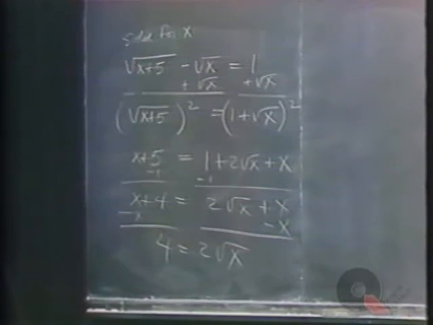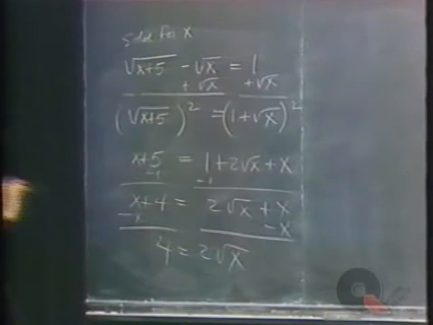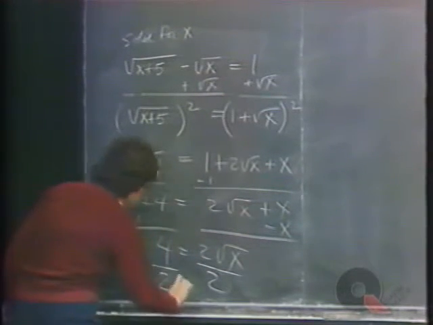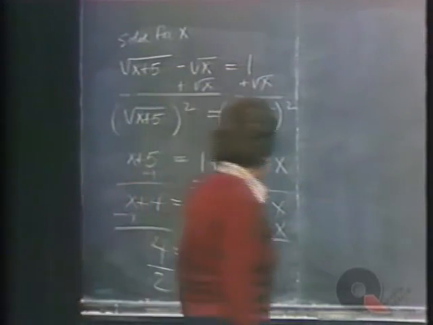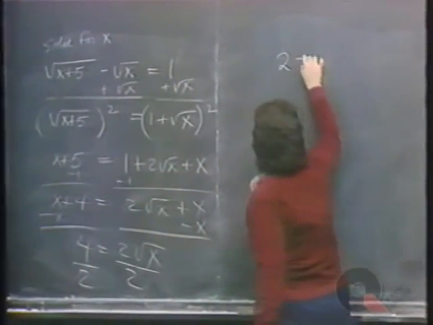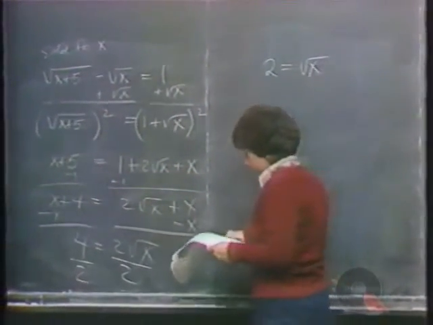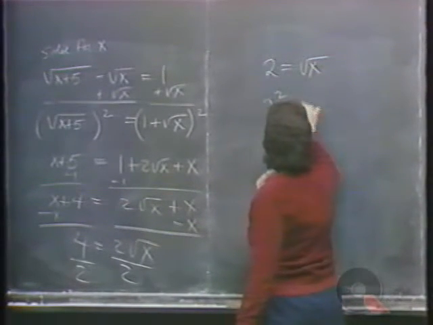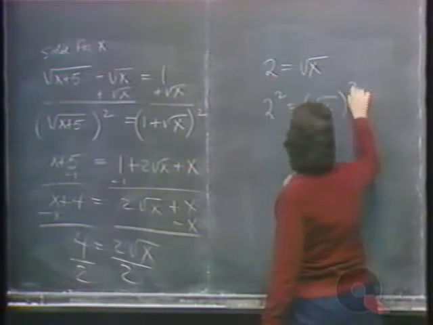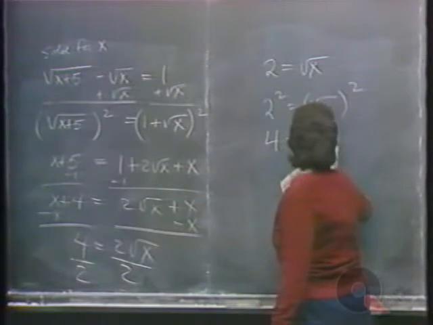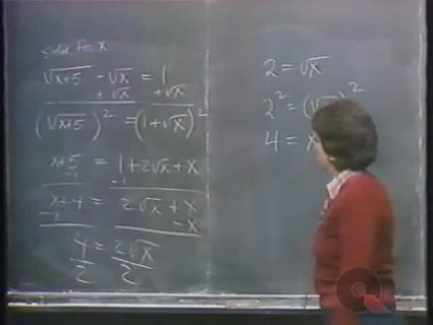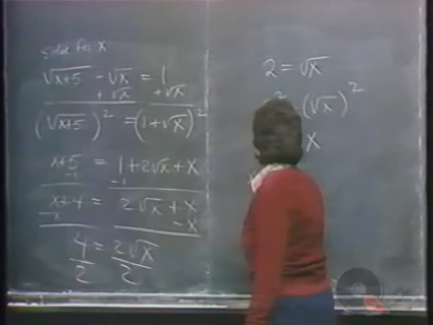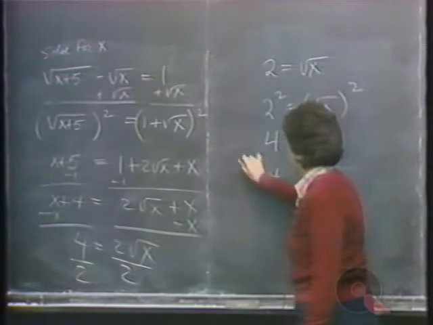You could square both sides in this form, but if you want to completely isolate the radical, we would then divide both sides by 2 to get 4 over 2, that's 2, equals the square root of x. We now square both sides of this equation to get 4 equals x, or x equals 4. X equals 4 is a possible solution.